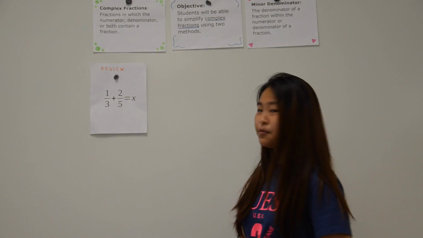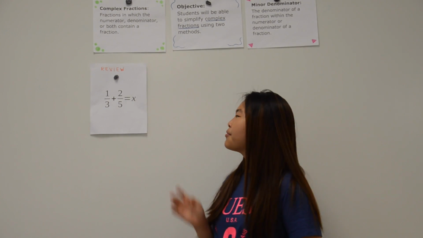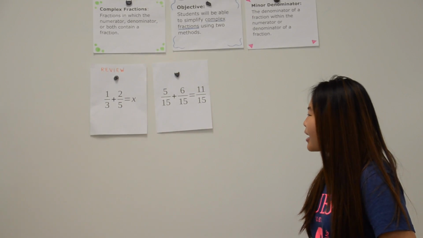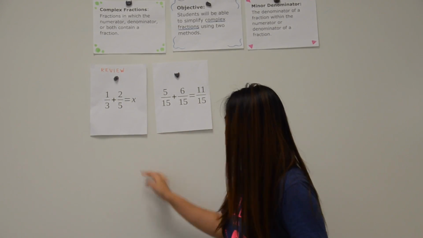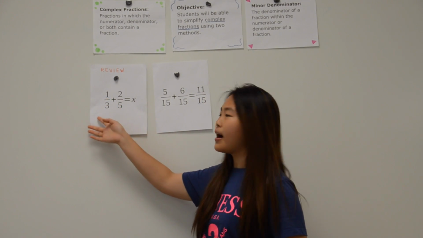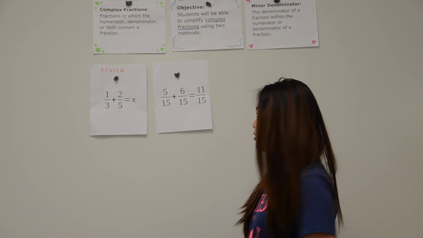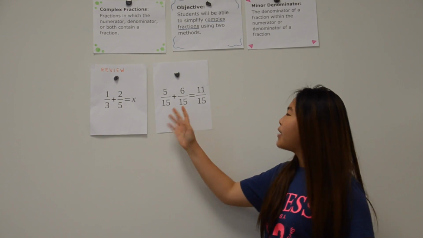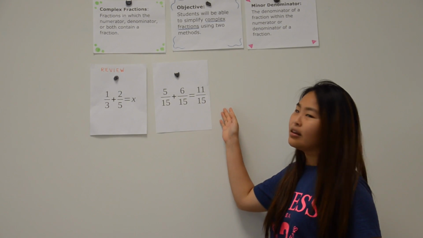To add and subtract fractions, the key was to find a common denominator to be able to work with the fractions. Now just to refresh your memory, 1/3 plus 2/5 equals x. The common denominator would be 15 because the least common multiple of 3 and 5 is 15. Now what you want to do is to multiply each term by a form of 1. For 1/3 you will multiply 5 over 5, and for 2/5 you will want to multiply 3 over 3. And then you will get 5 over 15 plus 6 over 15, and your answer would be 11 over 15.